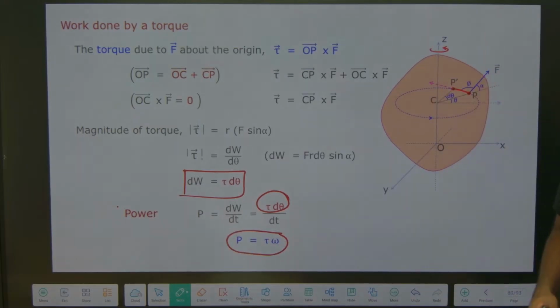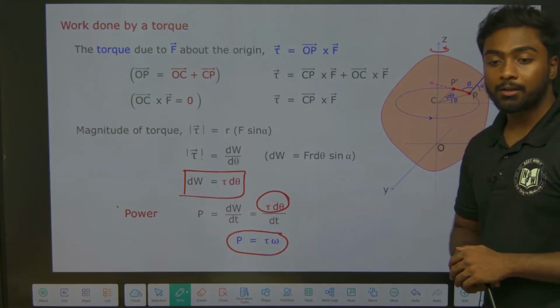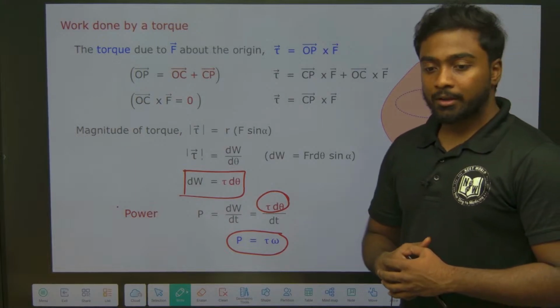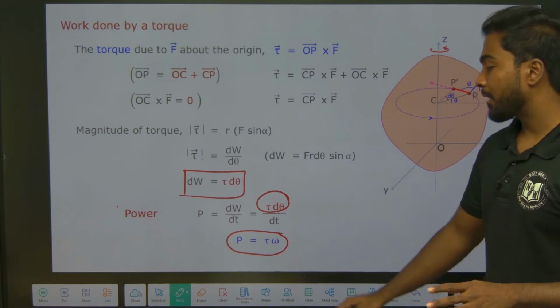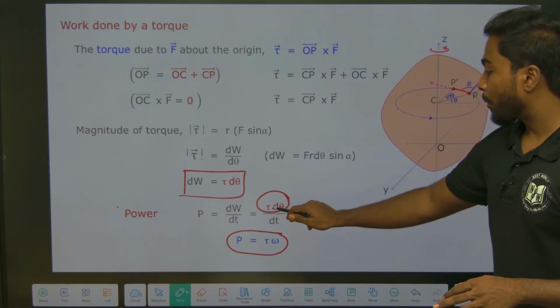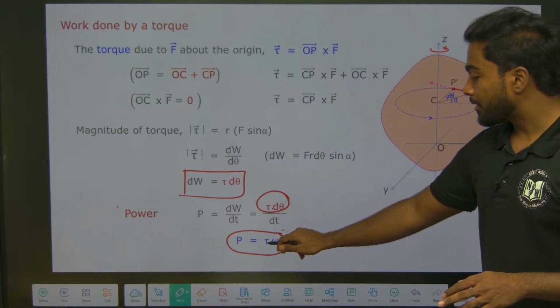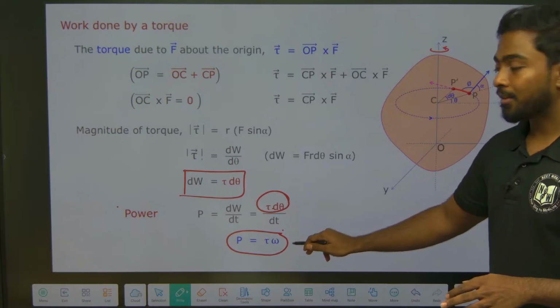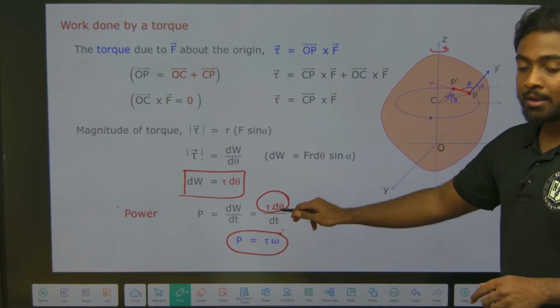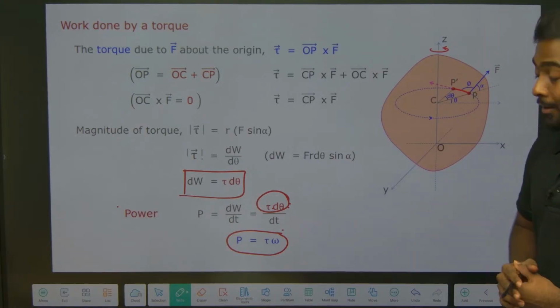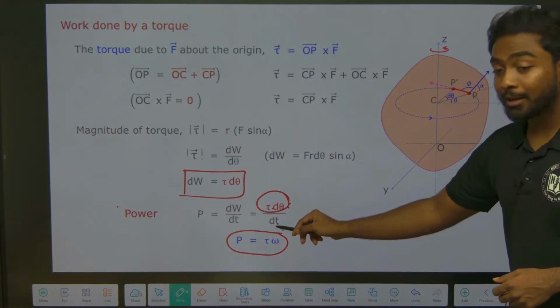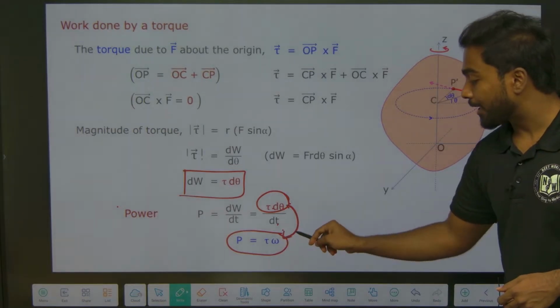So force into velocity is one formula for power, and work done by time is another formula. Here tau into d theta by dt is one formula and tau into omega is another formula, since angular displacement by time is the angular velocity.